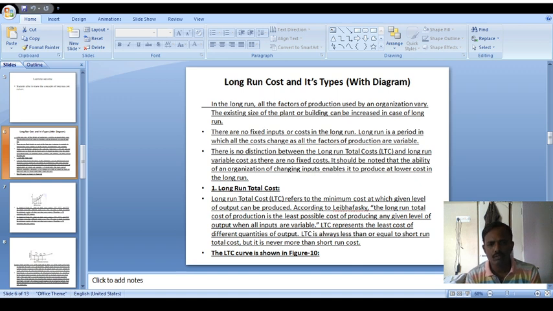Long run total cost. Long run total cost refers to the minimum cost at which a given level of output can be produced. According to Lipsey, the long run total cost of production is the least possible cost of producing any given level of output when all inputs are variable. LTC represents the least cost of different quantities of output.